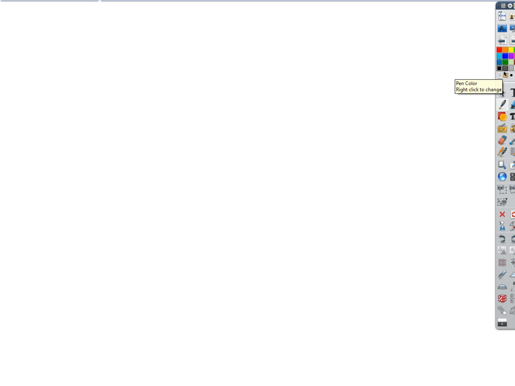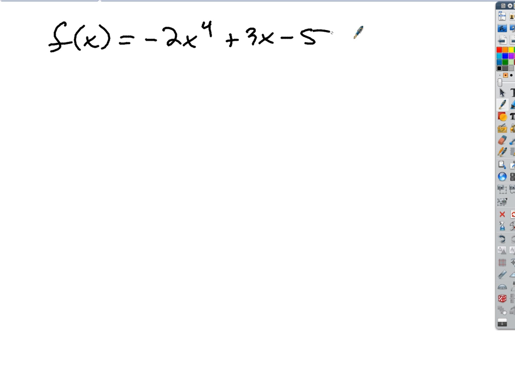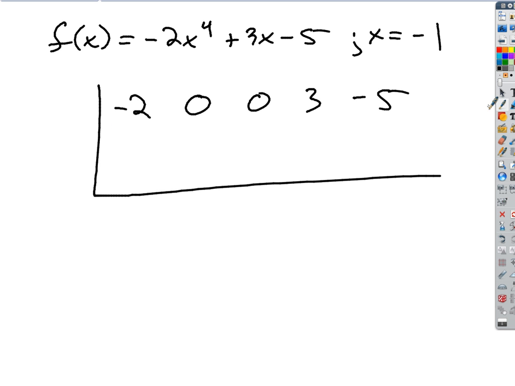So let's say f of x equals negative 2x to the 4th plus 3x minus 5, and I want to evaluate this at x equals negative 1. It's a pretty easy one, but we'll just do an easy one for practice. How would we set that up synthetically? What would our coefficients be in order? -2, 0, good, because there's no x cubed, so I have to have a 0 for the x cubed, 0 for the x squared, 3, -5. Good, so we'll make our bracket and put our box around where the answer will be. What number goes out front? -1.